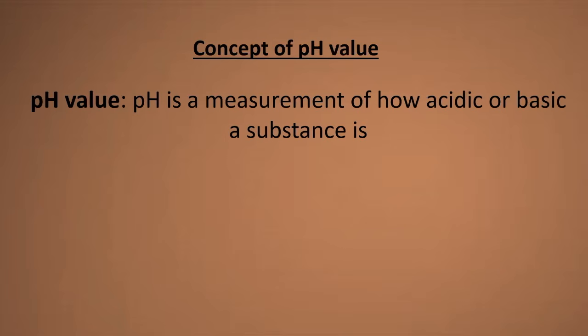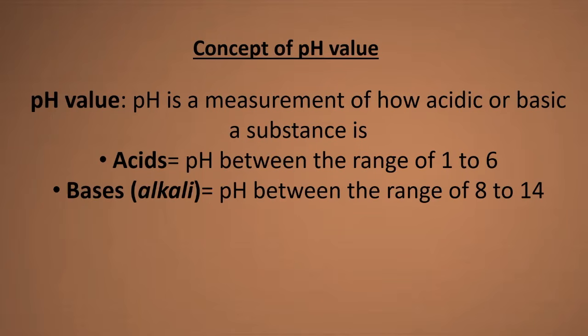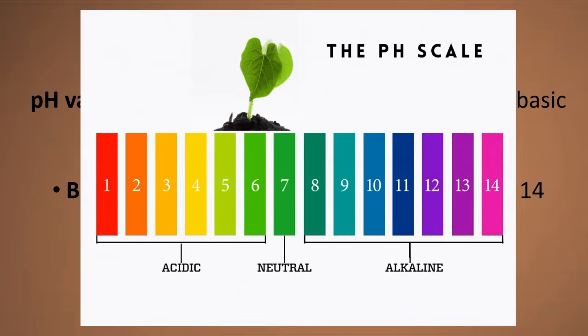So let's have a look at the concept of pH value. pH value, or the pH, is a measurement of how acidic or how basic a substance is. In order to determine the pH value, we use a pH scale, which is a set of numbers that ranges from 0 to 14 and will indicate how acidic or how basic a substance is. Acids will have a pH value that ranges between 1 and 6. Bases or alkalis will have a pH value that ranges between 8 and 14, and neutrals will have a pH value of 7.